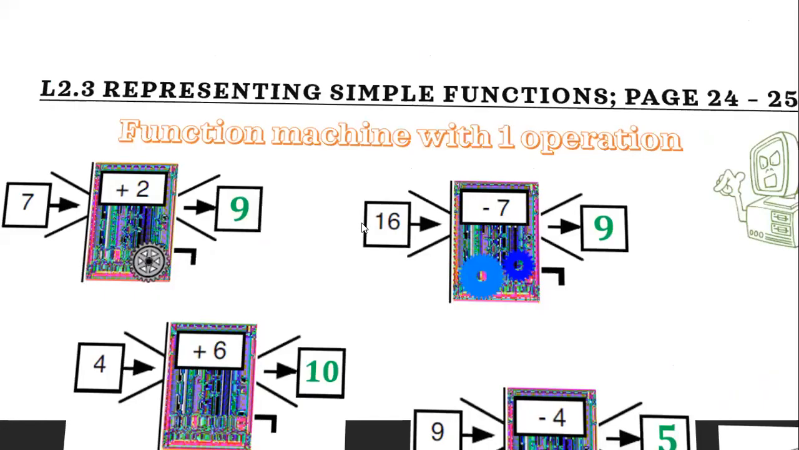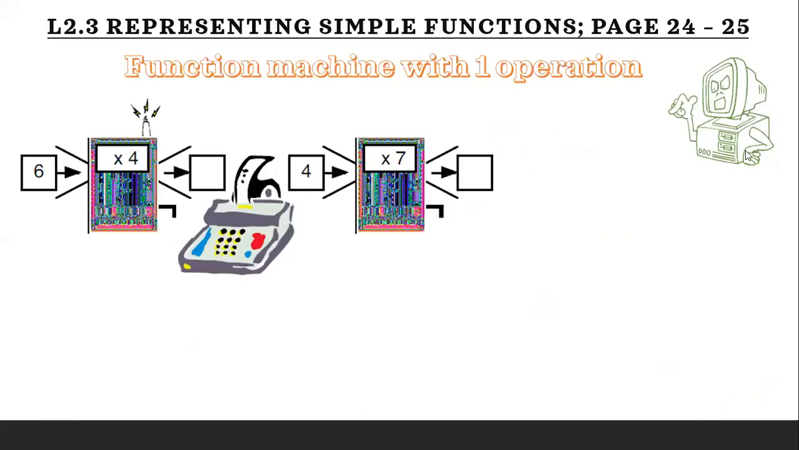Now, let's look at this one. Only the first one I want you to answer. Let's pick from the girls, Sundus. Yes, Sundus. What's the missing number in the first one, this one? 6 by 4. Which is?